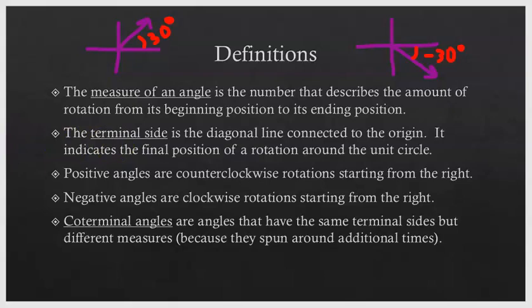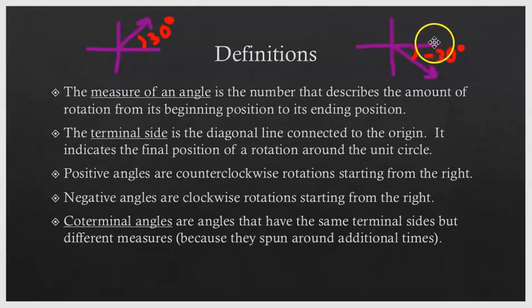Now, positive angles are measured counterclockwise, starting from the right-hand side. So if they say 30 degrees, that means I started from here, and then I measured an angle 30 degrees going up and to the left. If they give you a negative angle, we actually measure those clockwise, starting from that same position to the right on the unit circle. We don't use negative angles as much, but they can be helpful.